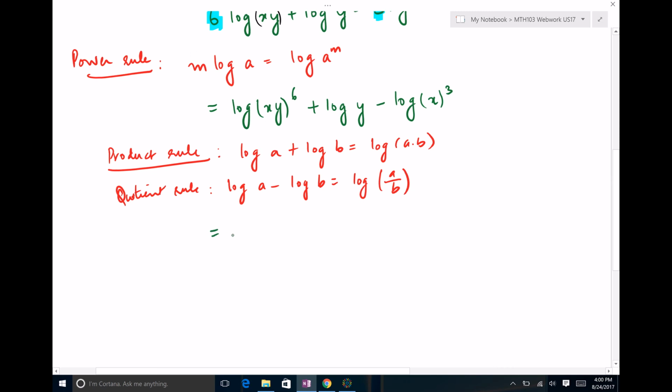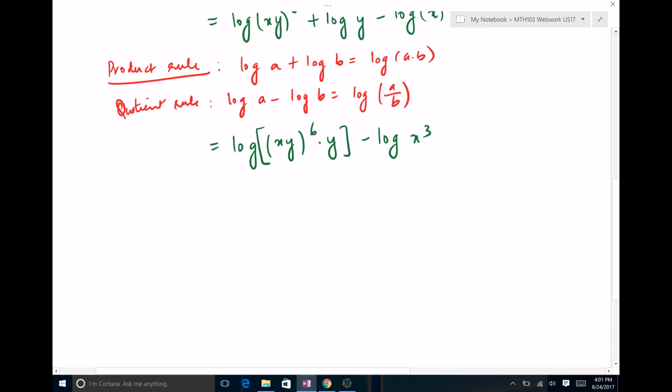So this is going to be log of x times y to the 6th. Now there's a plus sign here, so these two terms come together and it's going to be x times y to the 6th times y, and then you have minus log x cubed. Again, I can apply the quotient rule now since I have a negative sign and write this as log of xy to the power 6 times y over x cubed.